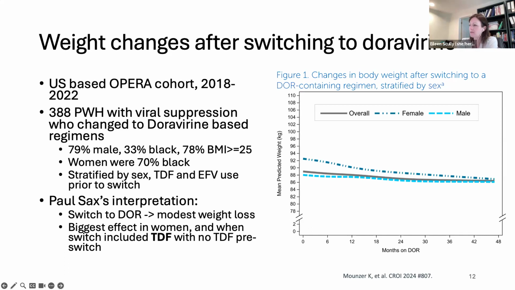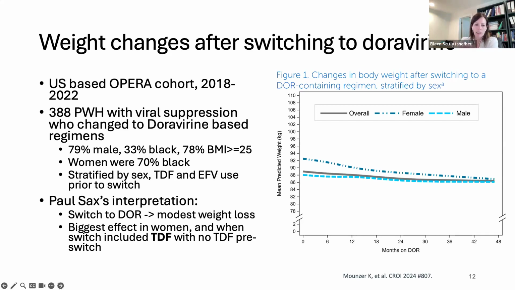But the female line, which is that darker blue mixed with the hashed pattern, shows a more significant weight loss. And keep in mind that that's only 21% of this population, and specifically overrepresents Black women, for whom the biggest impacts on weight have been associated with different regimens. But Paul also thought that the biggest effect was in those where the switch also included TDF.